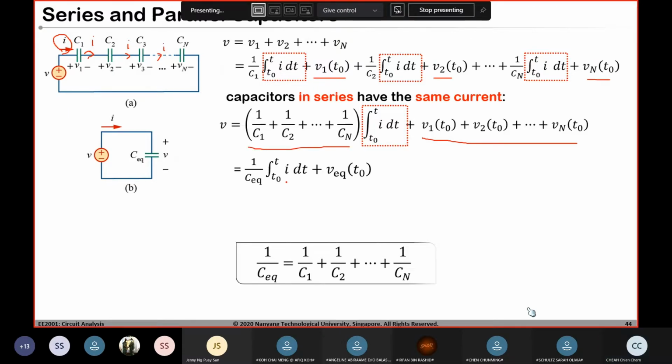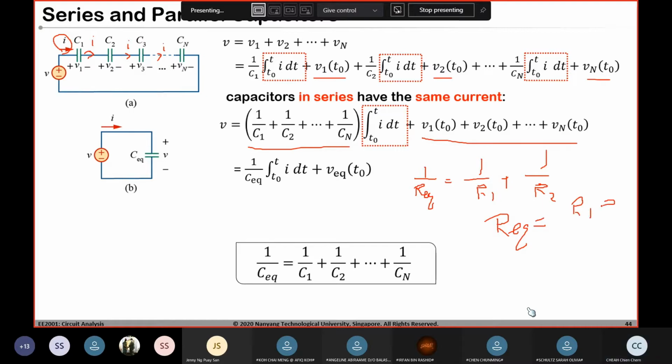So for series, you can see that it is quite similar to resistors in parallel. Remember, resistors in parallel, you add up the conductance, correct? 1 over R1 plus 1 over R2, for example. Or you directly use this one: Req is equal to R1 R2 divided by R1 plus R2. So this actually means that Ceq is C1 C2 divided by C1 plus C2.